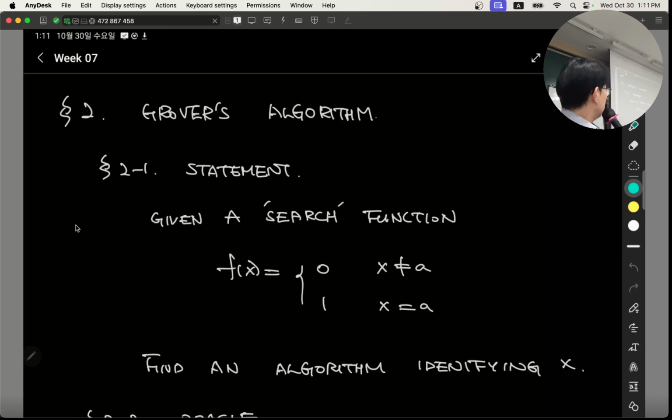Okay, so what is Grover's algorithm? That's another algorithm that people always mention when they talk about quantum supremacy. It's an algorithm that claims to supersede the speed of the classical algorithm. It's about the search function.